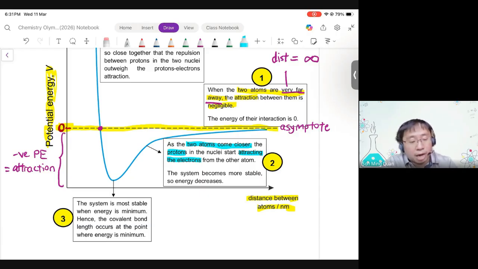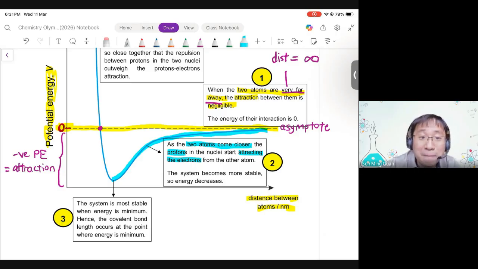Now, attraction decreases the energy. I repeat, attraction decreases the energy of the two atom system. Okay? Now, for the fourth flourish, I hope you know by now, a decrease in energy.